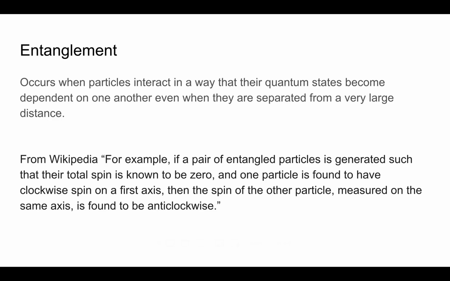So for example, if particles are entangled and the total spin is 0, and one particle is found to have a clockwise spin, then the other particle has to have an anti-clockwise spin such that the total spin can be 0. So that both particles can have a total spin of 0 at the end. One has to have a spin balancing that of the other particle. So this is what entanglement entails.